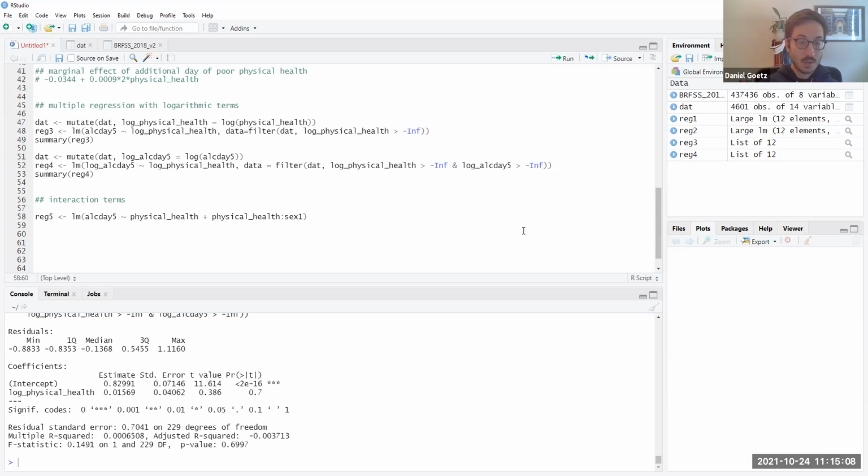So this is how we specify an interaction term. We always need to include the base variable that we're interacting with as well. So if you have an interaction term, include both variables on their own as well.